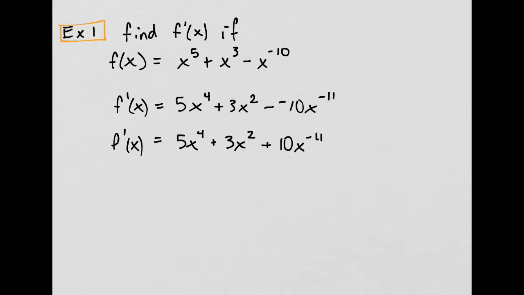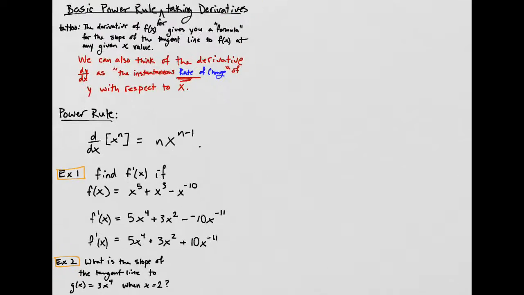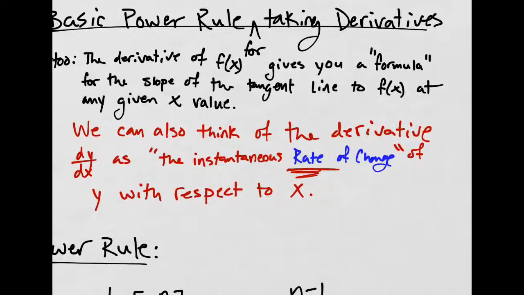All right, let's look at another example. There's two things different about this. What is the slope of the tangent line to g of x equals 3x to the 4th when x equals 2? Well, first of all, we refer to our tattoo. Hopefully it's not on the back, because then you need a mirror. Maybe it's on your forearm.